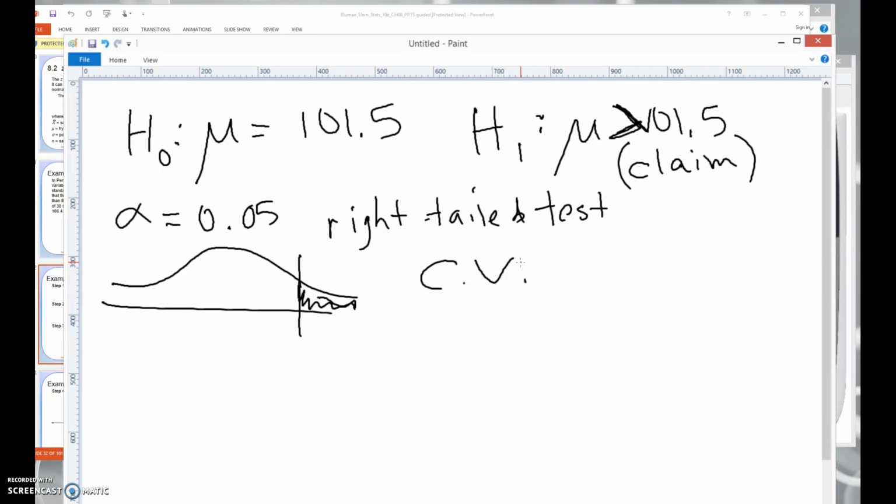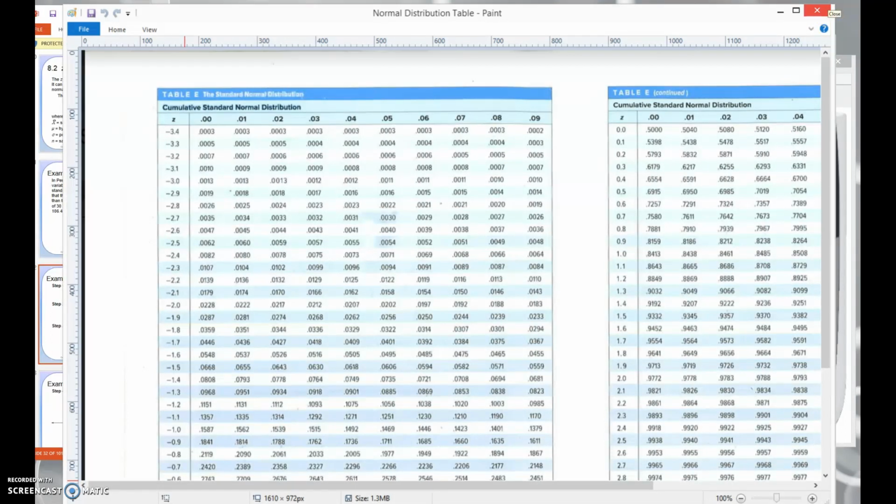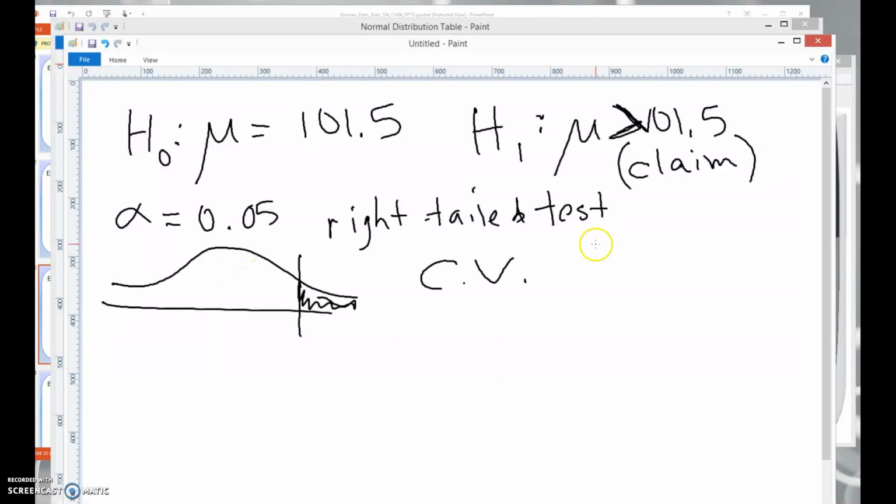This is where you go to your Z table, and we're looking for that alpha of 0.05, but wait a second here. 0.05. And we've got one closest to 1.65. Okay, so our alpha helps us figure out. We use the alpha value to come up with our critical value of 1.65. Notice because it's a right tail, it's going to be that positive value, so 1.65.